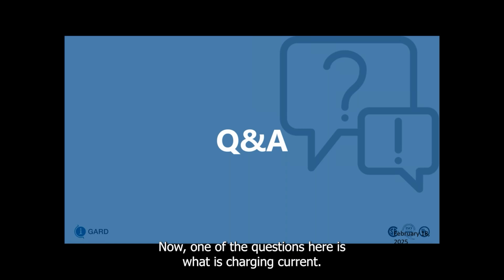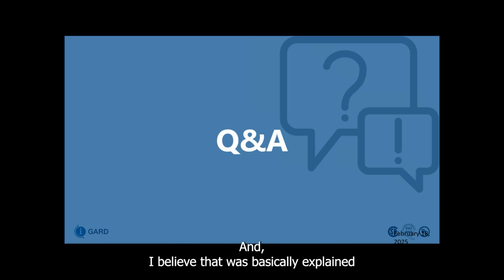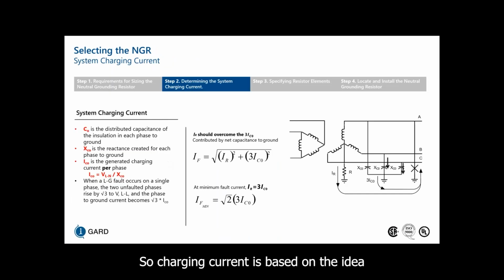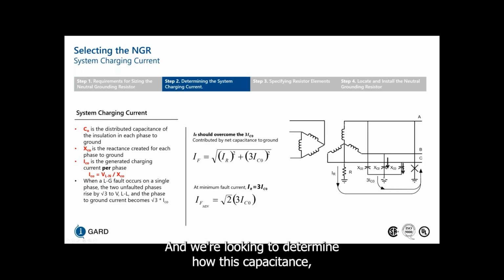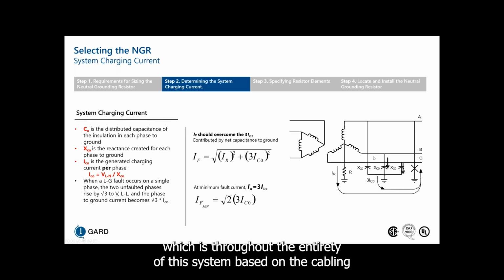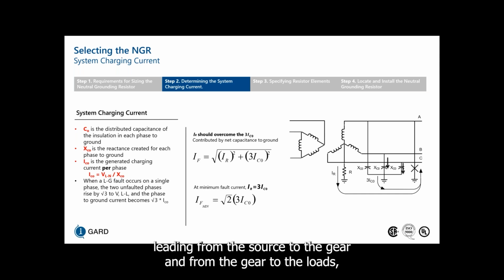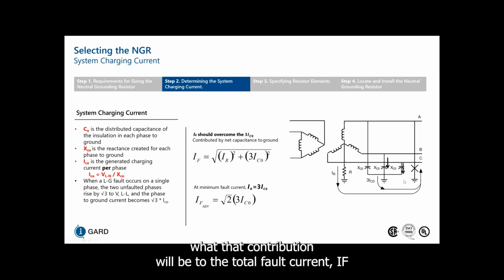Now, one of the questions here is, what is charging current? And I believe that was basically explained on the previous slide. So charging current is based on the idea that capacitances exist between the conductors and ground, and we're looking to determine how this capacitance, which is throughout the entirety of the system based on the cabling leading from the source to the gear and from the gear to the loads, contributes to the total fault current IF.